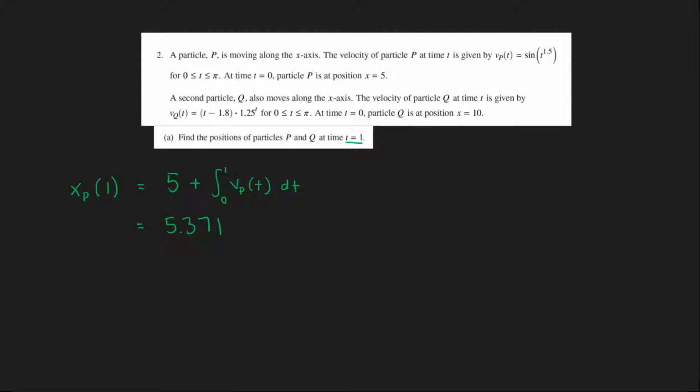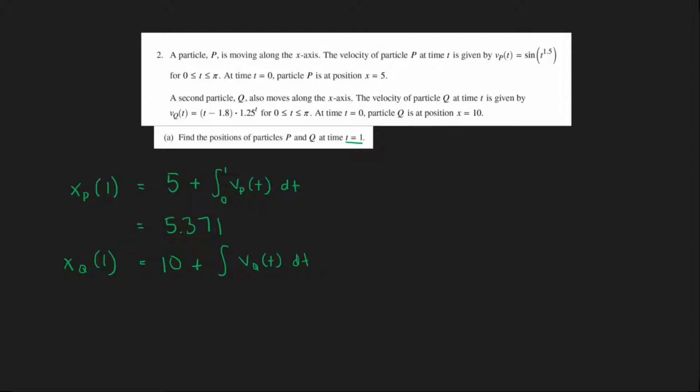So moving on to the position of particle Q at 1, it's going to be the same thing. Just like up here, we need to start with our initial position, which is x equals 10. So 10 plus, and then just like last time, we're going to take the definite integral of the velocity function for Q. So Vq of t dt, and then our bounds again is just going to be 0 to 1.